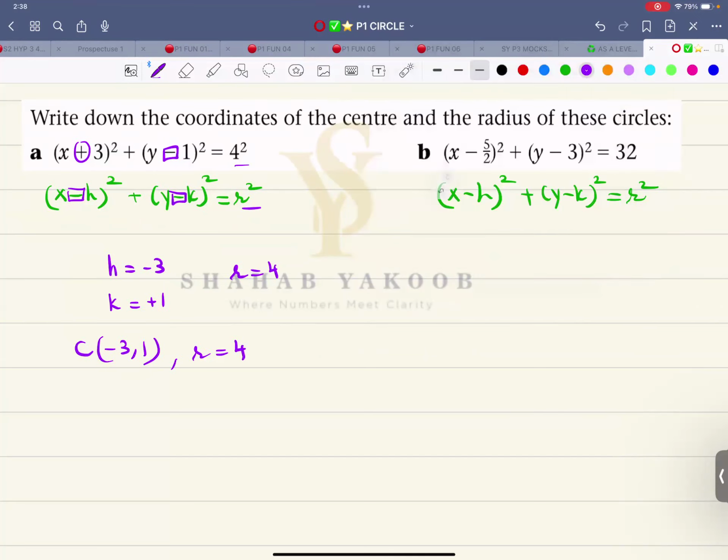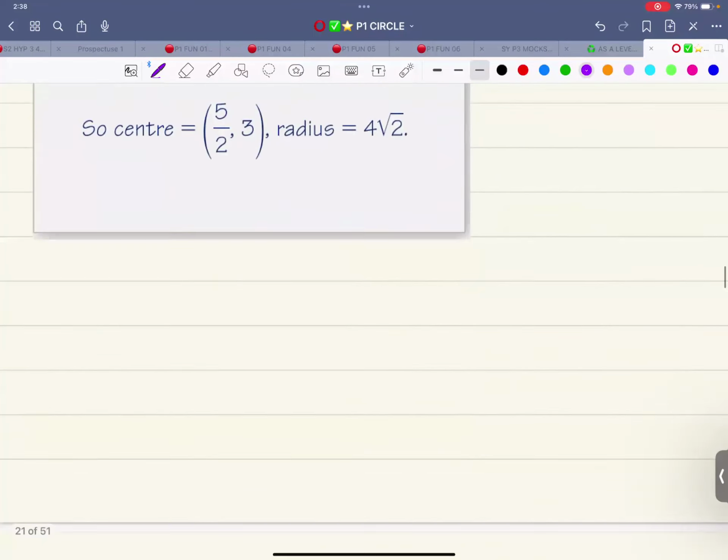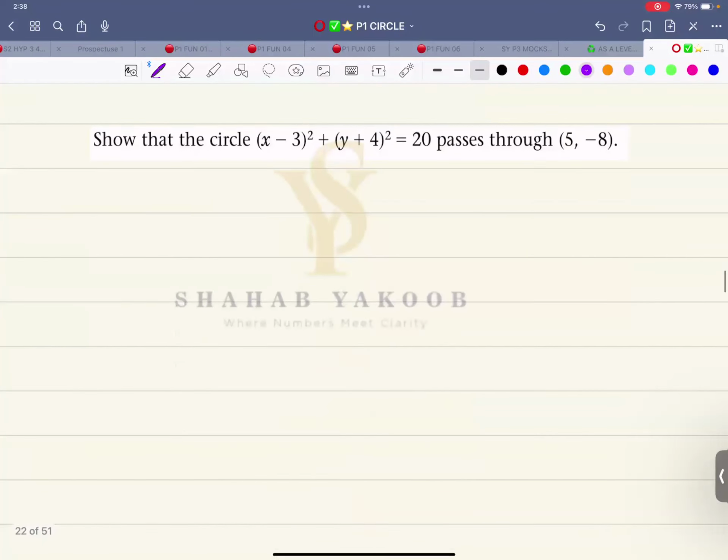Over here, again, the same thing. Minus h is minus 5 over 2. h is 5 over 2. Minus k is minus 3. Therefore, k is 3. r square is 32. Therefore, r is square root of 32. Yes, square roots are part of our life. 5 over 2, comma 3, that is the center, and the radius is root 32. Leave it as it is. All good, all clear? They have broken 32 into surd form.